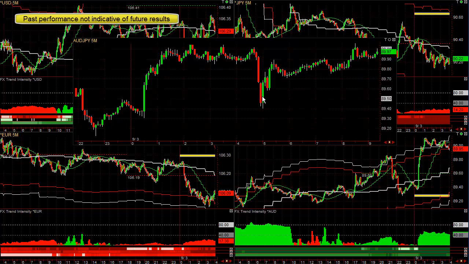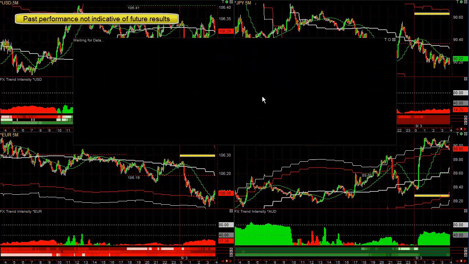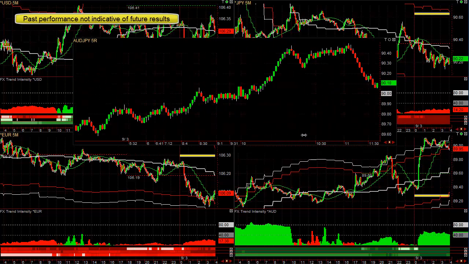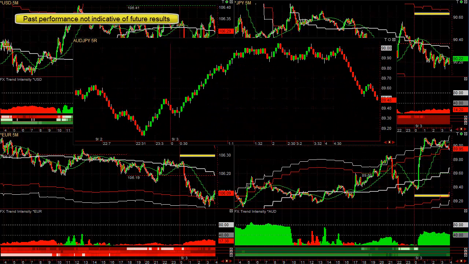And this is a good example of why I like to use range charts, because on a 5-minute chart, a lot of times you don't see any entries. And if you use the previous swing highs and lows as stops, you're going to have much wider stops and you're going to risk more.